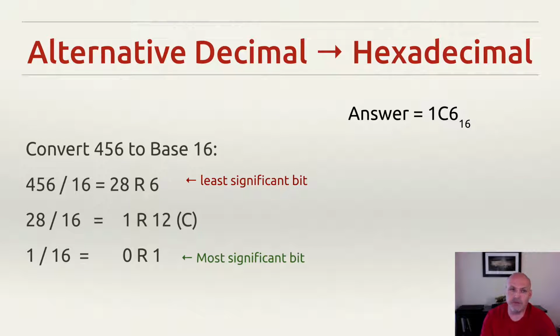Using the alternative method to go from decimal to hexadecimal, we'll start with the number 456 in decimal. We divide it by the base, which is 16. We end up with 28 and a remainder of 6. We then take our 28 and divide it by the base again, and we get a 1 remainder of C, or 12 in decimal. And then we take our 1 and we divide it by 16 to have 0 and a remainder of 1. Remember that the bottom represents the most significant digit, and we end up with 1C6.